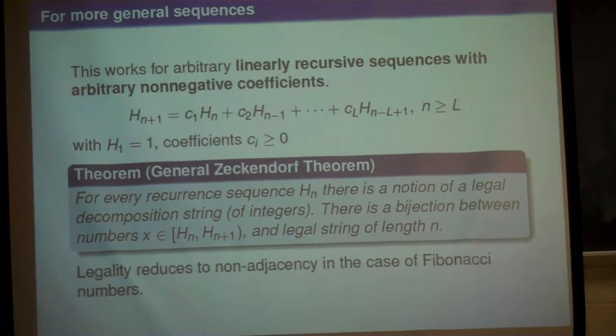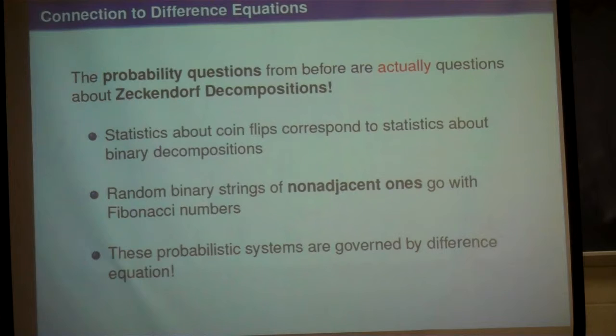And then there's a way of defining a sequence, a notion of legality which corresponds to non-adjacency in the Fibonacci case, which will allow us to write every integer in [h_n, h_{n+1}) uniquely as a sum. Okay.